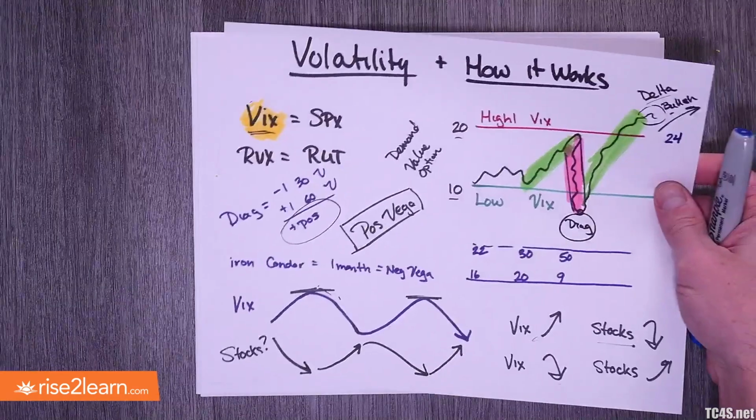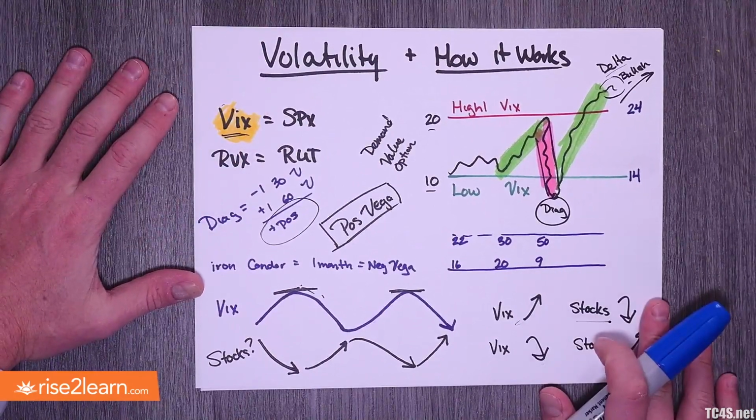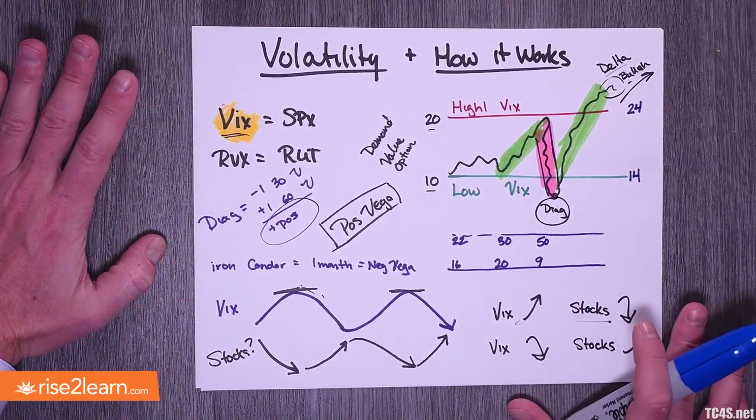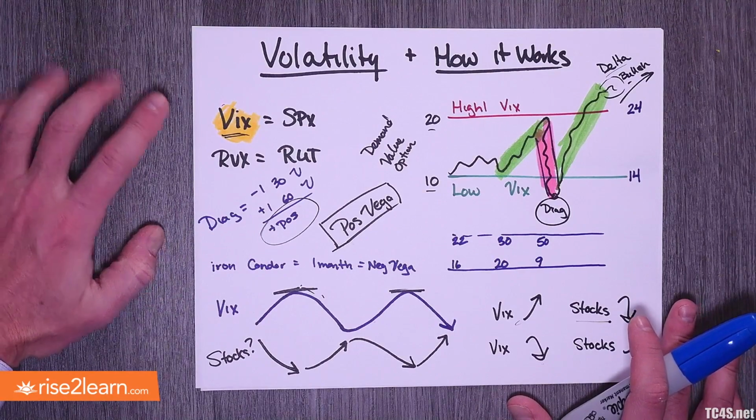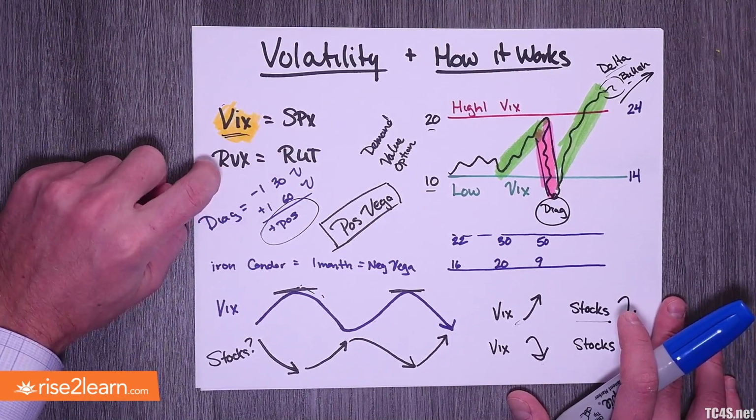So here, let's get rid of this paper and get rid of this paper so we have some clean sheets. Okay, and volatility is really, every option has its own VIX or volatility in a way. And with the SPY, it's the VIX. With the RUT, it's the RVX.